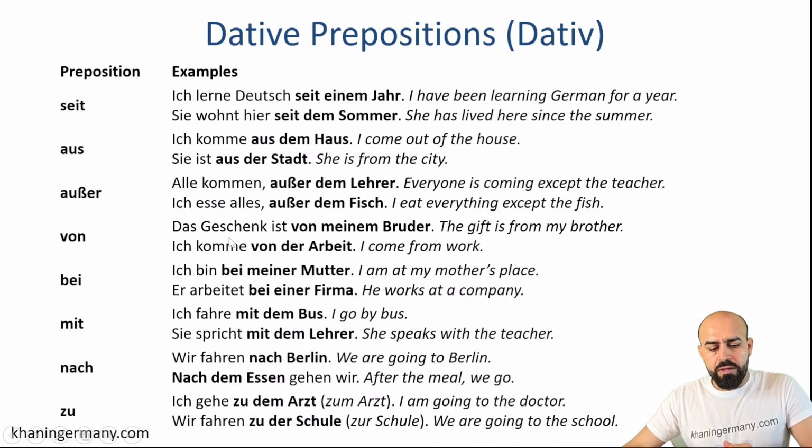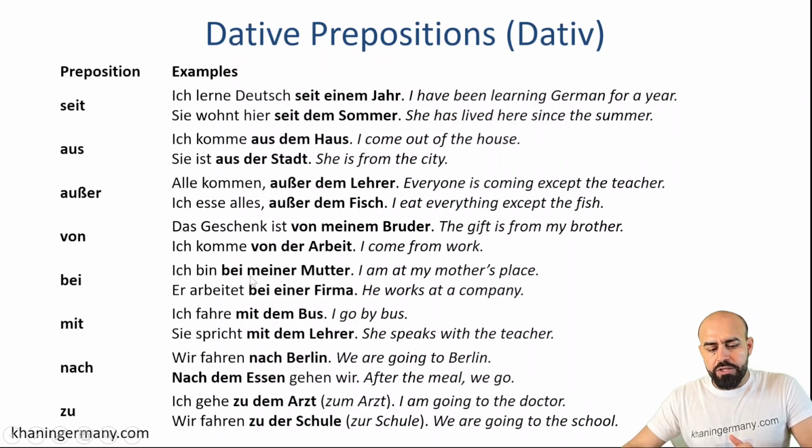And von. Das Geschenk ist von meinem Bruder. The gift is from my brother, yeah? Ich komme von der Arbeit. I come from work, okay? Again, brother is der Bruder, or in nominative it will be mein Bruder, in dative meinem Bruder, yeah? Then die Arbeit will become der Arbeit in dative, okay?